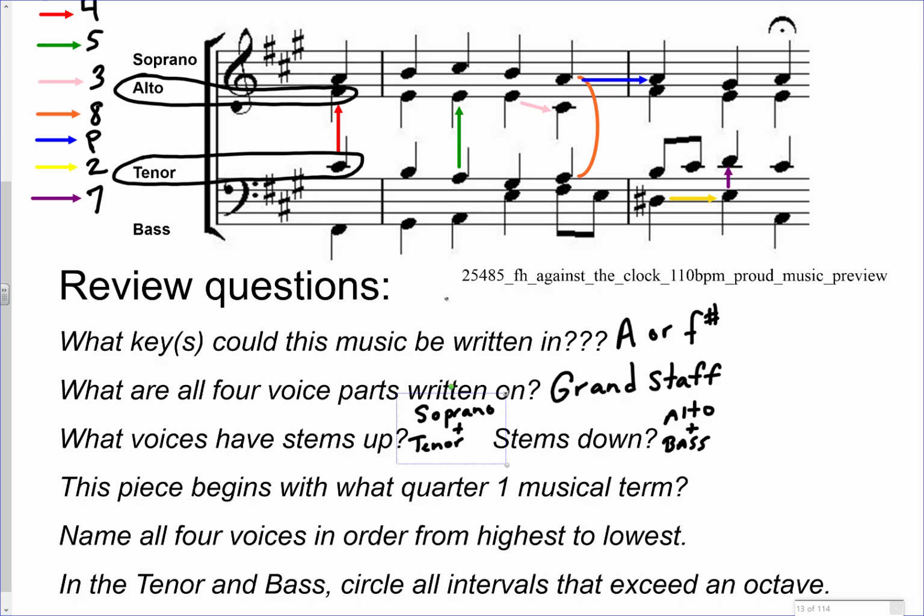This piece begins with what quarter 1 musical term? Hopefully you realize that it's an incomplete measure. It begins with a pickup, so it begins with an anacrusis.